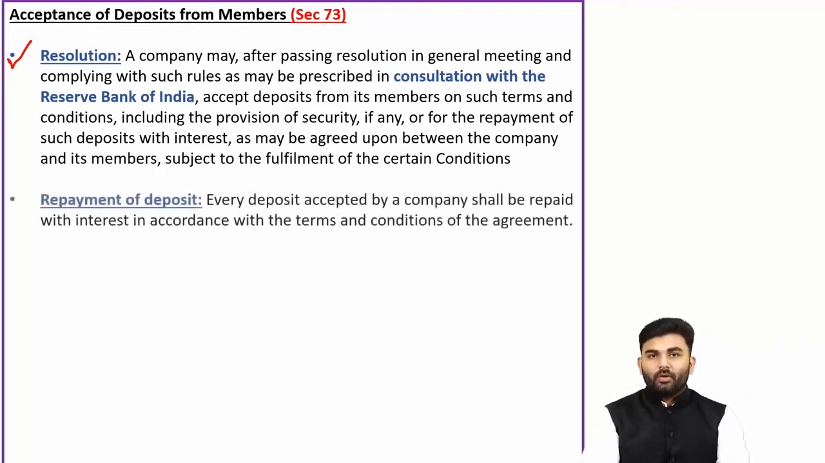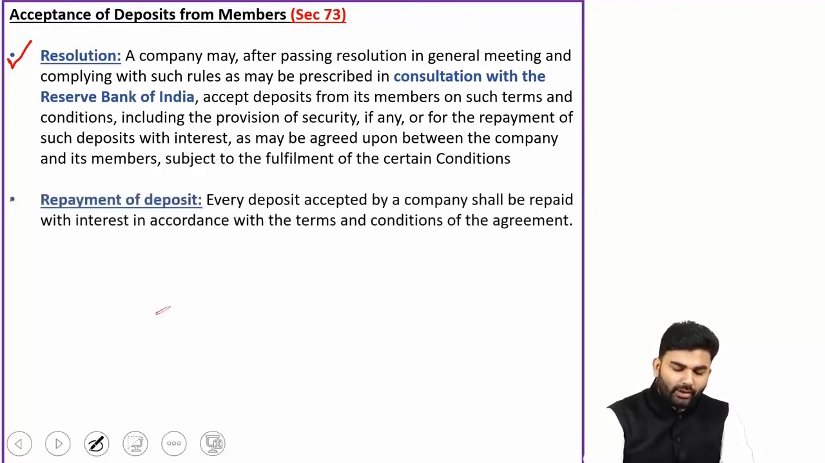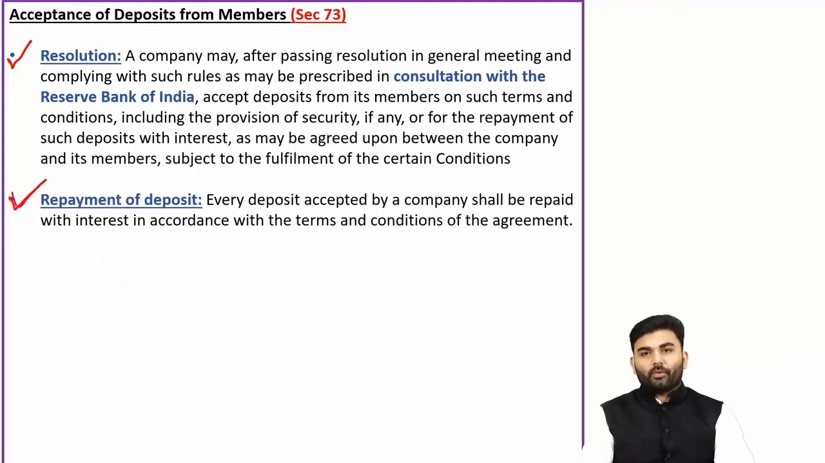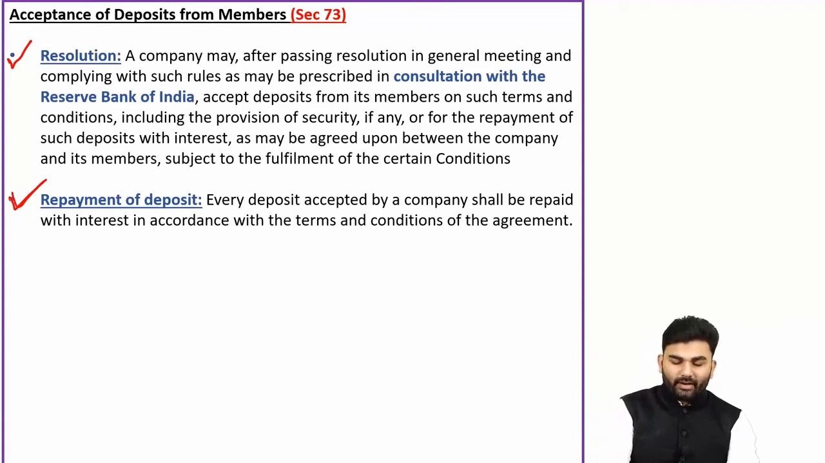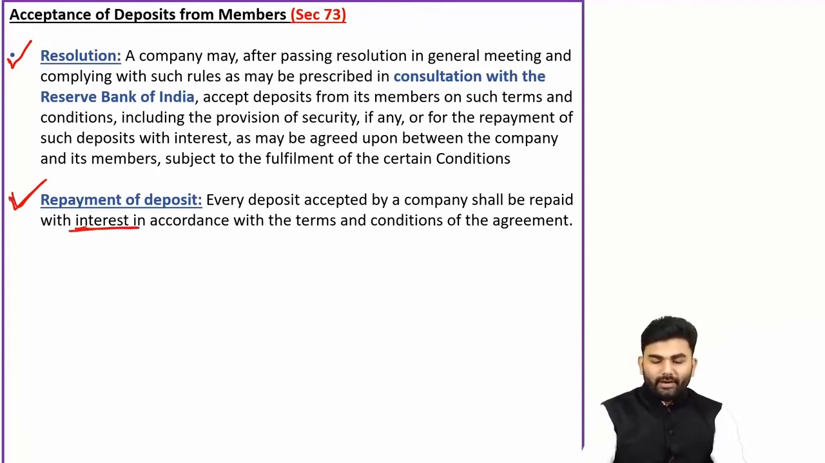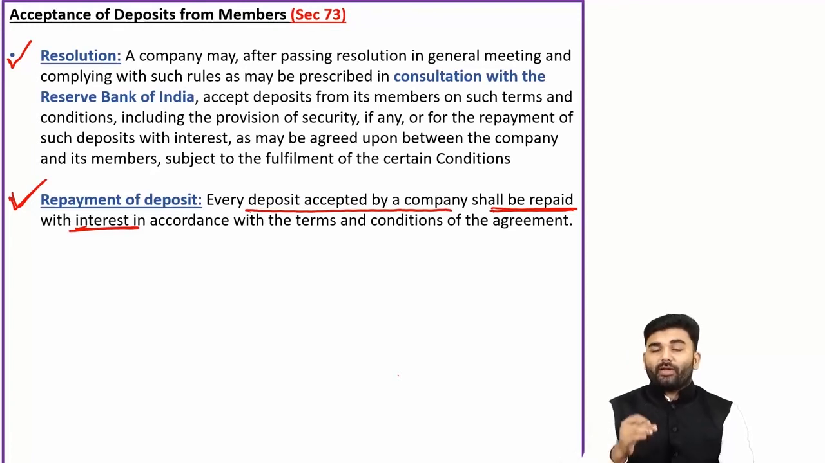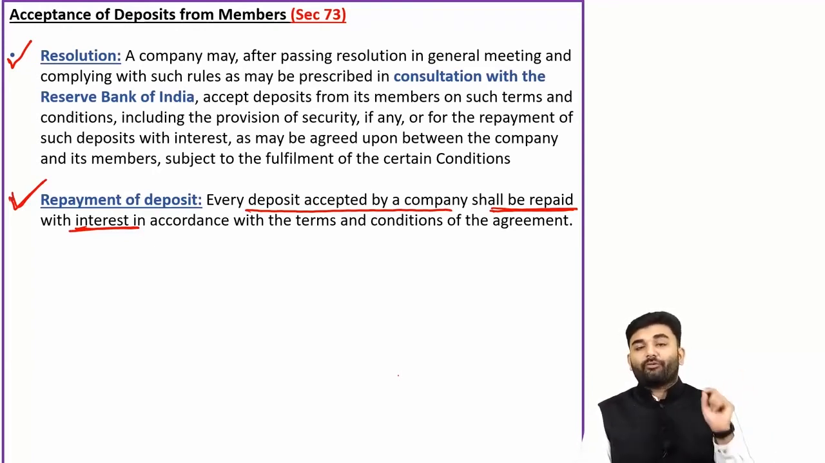Whenever the company is going to repay back those deposits, the company shall repay the deposits along with interest. Every deposit accepted by a company will always be repaid along with interest. So if you invest your money in a company in the form of a deposit, that company will repay your money to you along with interest, which will be at a fixed rate.